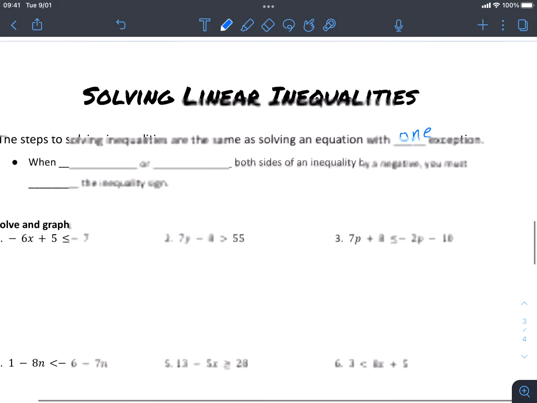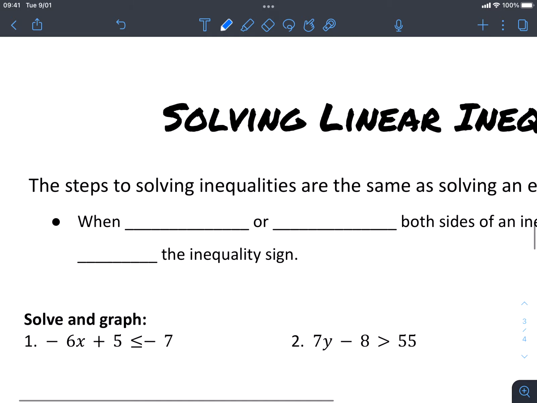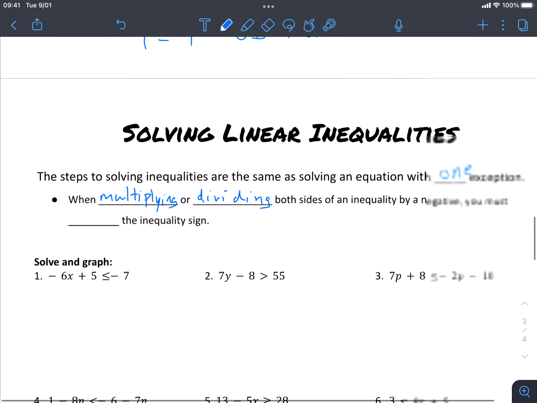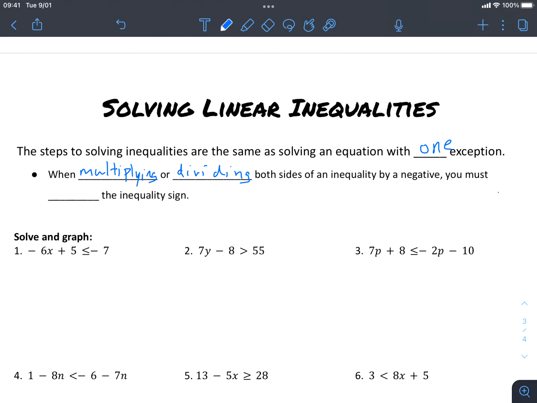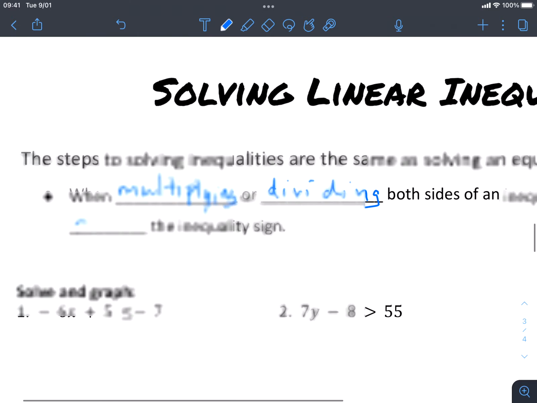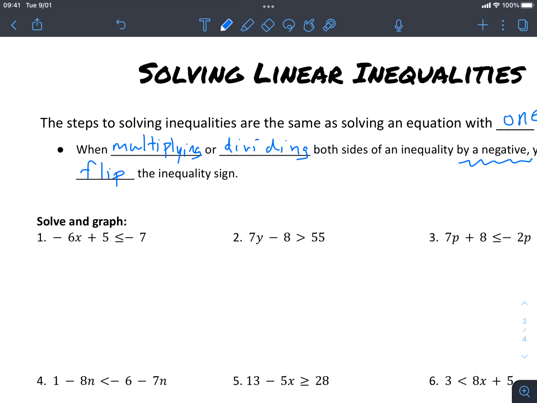And that exception is that when I am multiplying or dividing on both sides of an inequality by a negative number, specifically a negative number, I must flip the inequality sign. I must flip the inequality sign. So similar to what we did, we're flipping in, I think, concept 27. It's very similar.